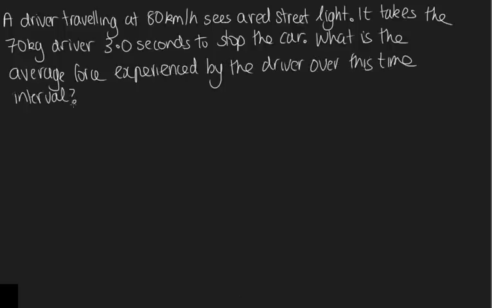To solve this, we're going to use the relationship between the change in momentum and impulse. The impulse, Ft, is equal to the final momentum minus the initial momentum. That's just the change in momentum. And so this is equal to m times the final velocity minus the initial velocity. Now we know that the final velocity is 0 as the car comes to rest.